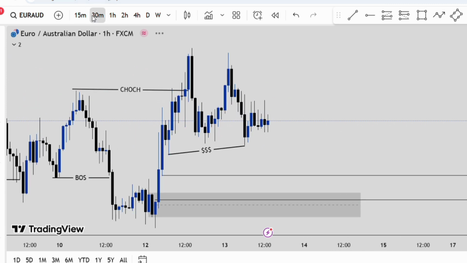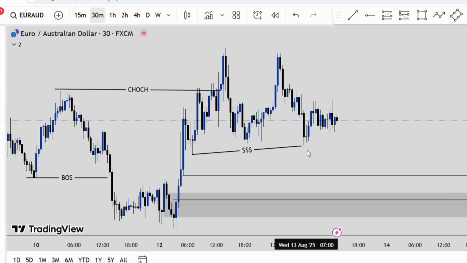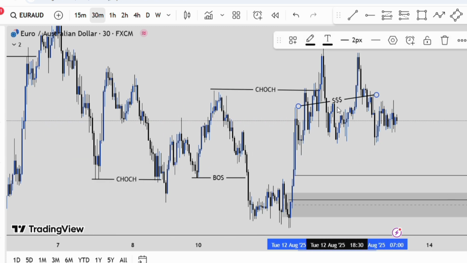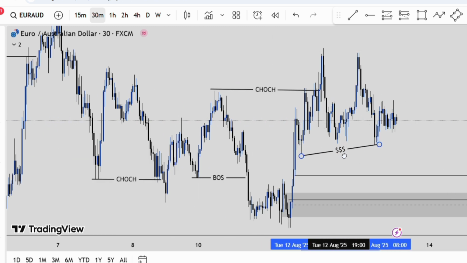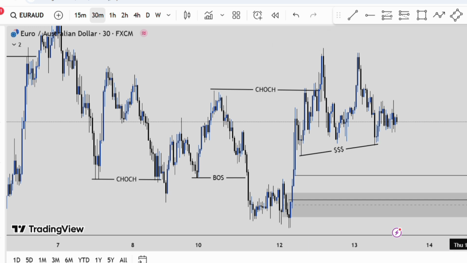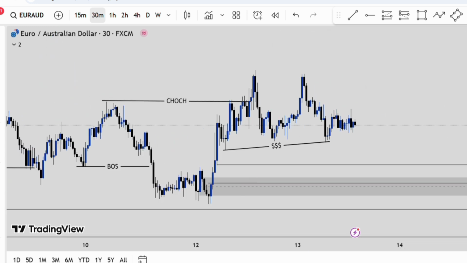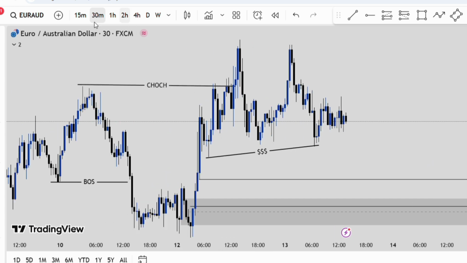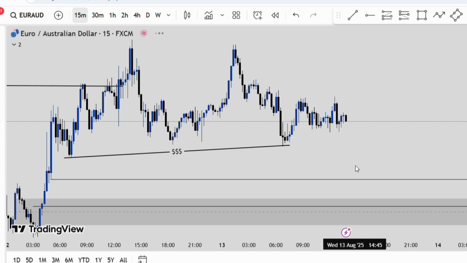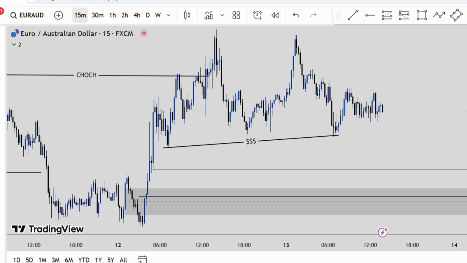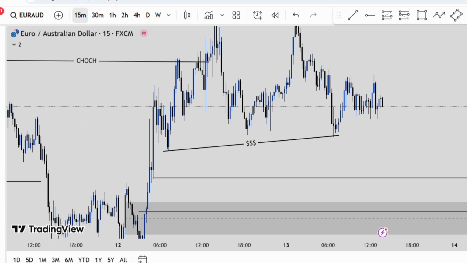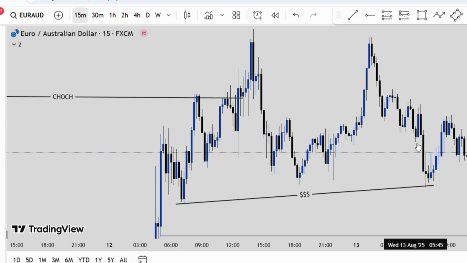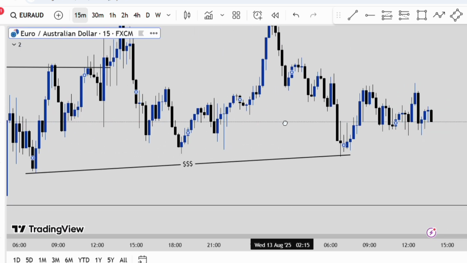So after seeing this, let's push down to our 30 minutes time frame. Our 30 minutes time frame, what do we have here? The same structure formation. Yes, guys, the same structure formation. So nothing different. 15 minutes time frame. The same formation from our 15 minutes time frame.